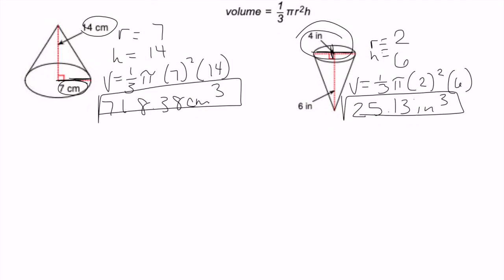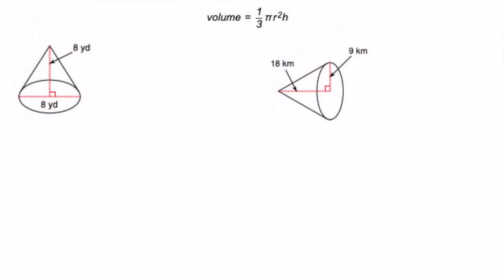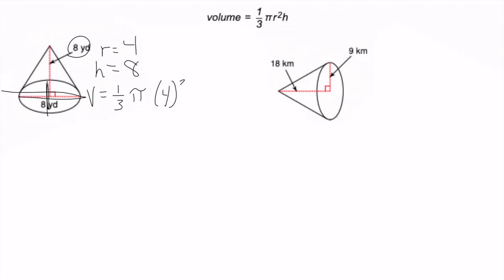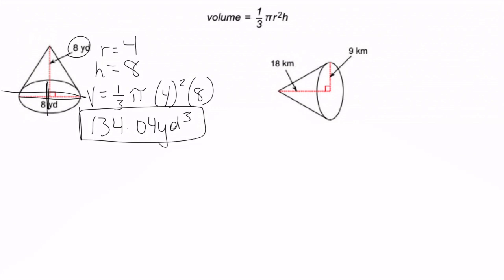All right, let's look at the last couple. So we need our radius and our height. Radius is half of this diameter, so it's going to be a radius of 4 with a height of 8. Volume equals 1/3 pi times our radius of 4 squared times a height of 8. Plug all that in, should get 134.04 yards cubed.